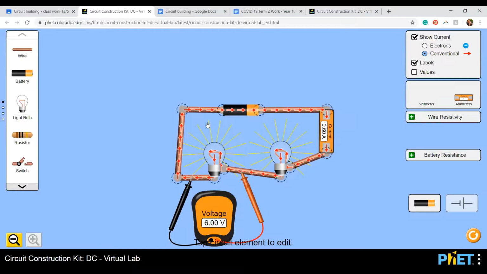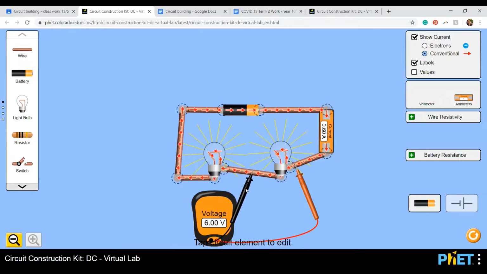Now let's play around with this just a little bit. Now let's go through this. This is the thing I keep telling you guys: even though this comes first, the current hits this light bulb first, we can see that it still drops 6 volts. And this light bulb comes second. And you think, oh, well, it has less energy. No, it still drops 6 volts.